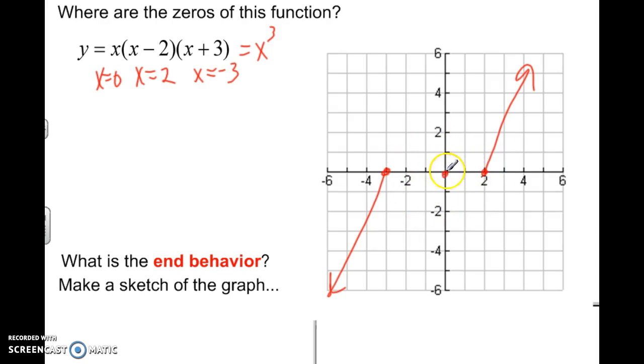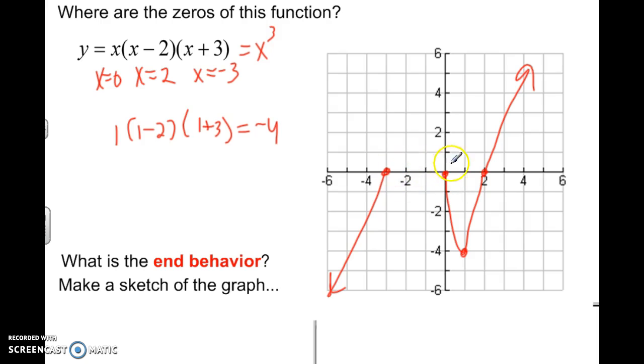So you can just plug in a value. That's one way of doing this. Let's plug in a value in between 0 and 2, like 1. So if we did that, we'd get 1 times 1 minus 2 times 1 plus 3. That's equal to 1 times negative 1 is negative 1 times 4 is negative 4. So I get negative 4 there. So 1, negative 4 is down here. So this graph kind of does this.